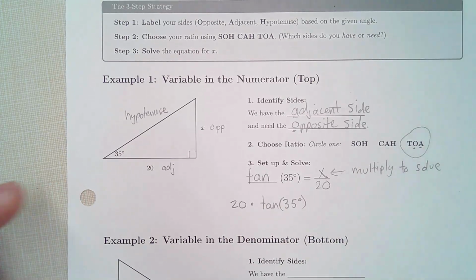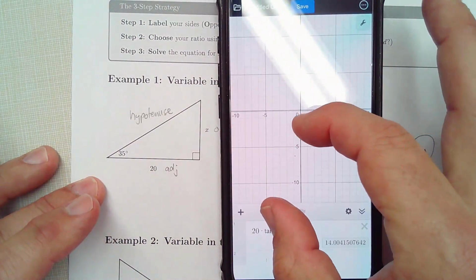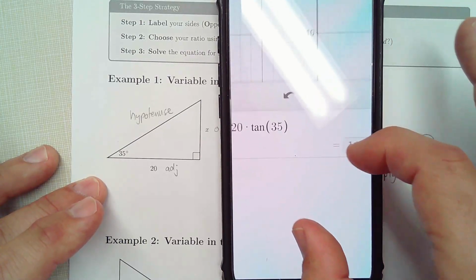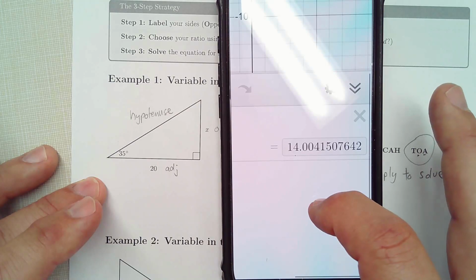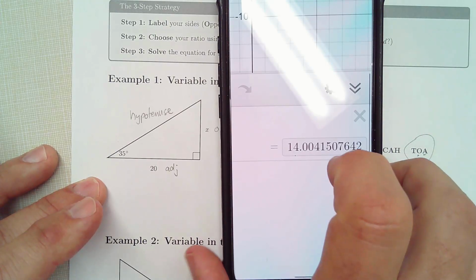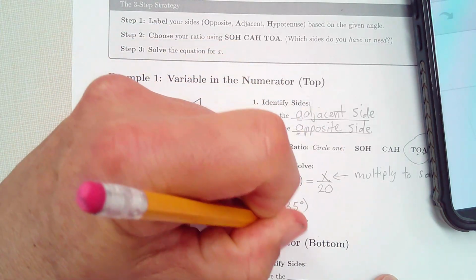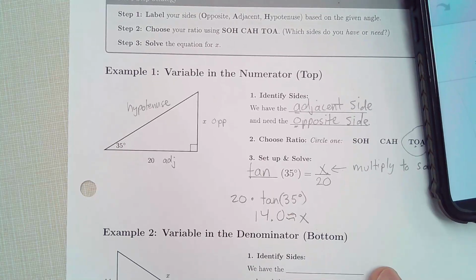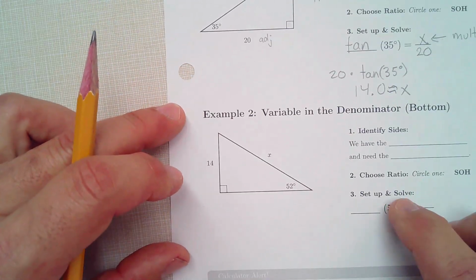So if I were to put this into Desmos, I would type in, can I make this bigger? Nope, I can't make it bigger. So 20 times the tangent of 35, and Desmos says it's 14.0, and that's it. So 14.0 is equal to x, or actually I should say it is approximately x.